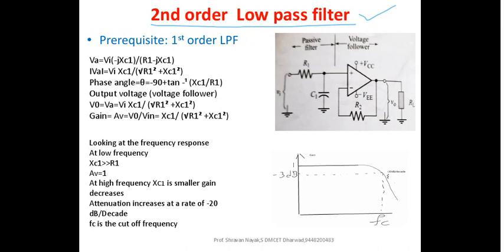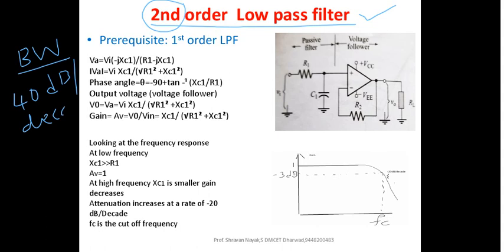Now here we shall confine ourselves to the discussion of the second order filters, wherein the rate of attenuation is 40 dB per decade, right? In the first order filter it is minus 20 dB per decade, right? That is also called the rolling off rate. Okay, that is also to be kept in mind, right?